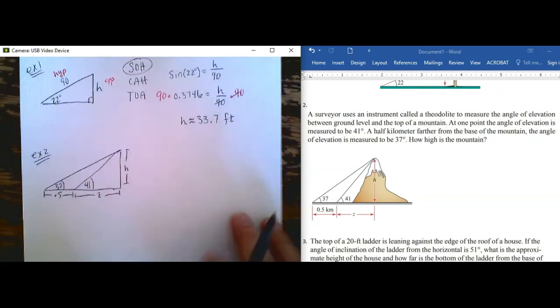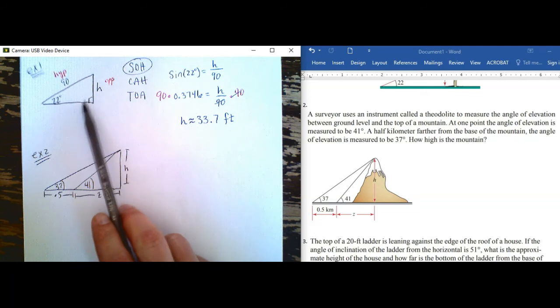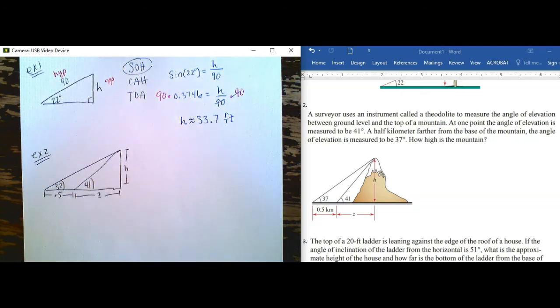Well, notice that we don't have any sides of any of the right triangles, right? We don't have any sides, so it's going to be a little tougher than the last problem because we knew a side. So we're going to have to do a little bit of extra stuff here. So what do we know?